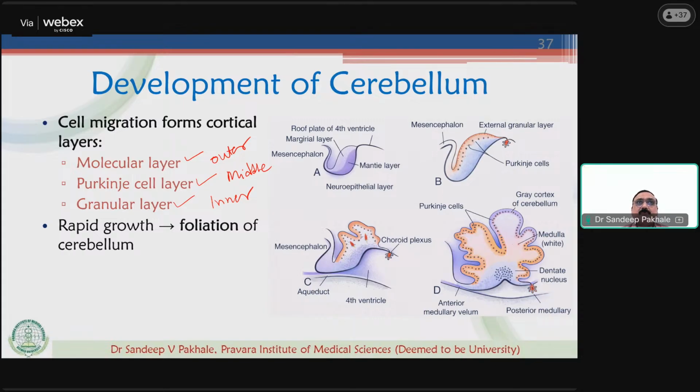As the cerebellum grows rapidly, its surface undergoes folding. So you can see here, it is growing, but there is no space to expand. So it gets folded like this. Due to this folding, the surface area is increased and it enhances the functional capacity.